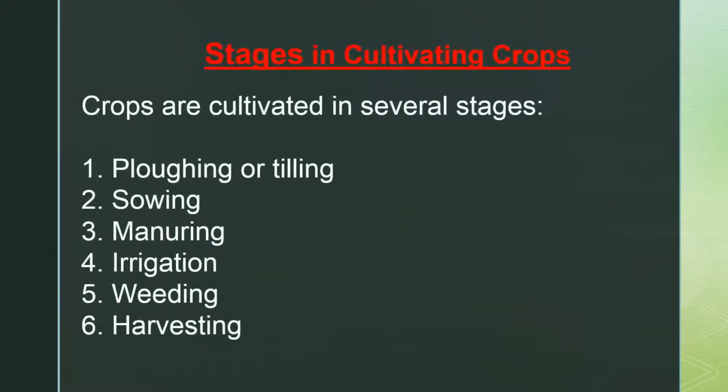So dear students, see what are the various stages used by farmers during the process of cultivation of crops. So let's see one by one. The first stage is plowing or tilling. The second stage is sowing. Then the third stage is manuring. Fourth is irrigation, and fifth is weeding. Then the last one is harvesting. So now we will see these processes one by one.